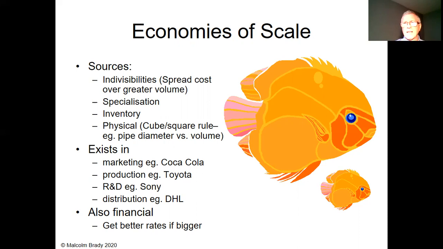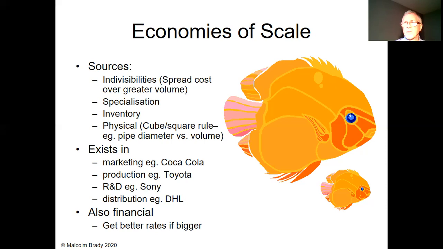And physical sources are, for example, a gas pipeline, say that's 200 mil diameter, will cost you a certain amount to fabricate and install in the ground. Pipe that's, say, 400 mil diameter, double the size, may not cost twice as much to install, because much of the work of constructing that pipeline is fixed. There are indivisibilities, so it may not be double just because you double the diameter of the pipe.